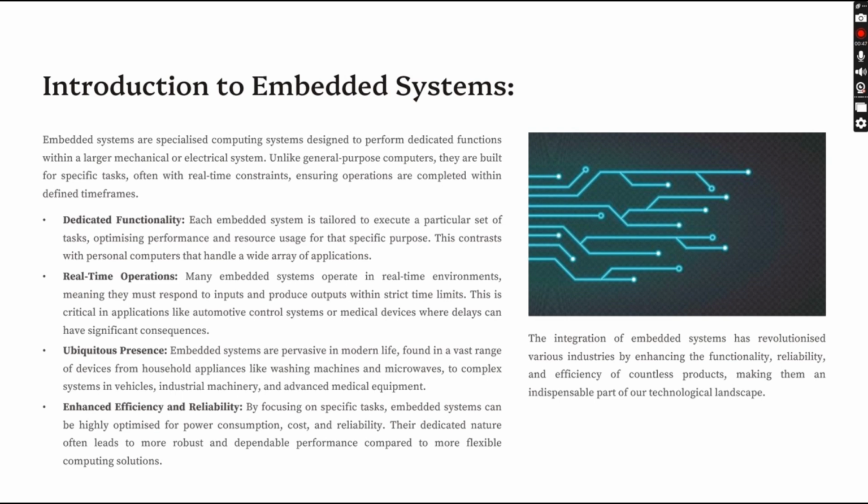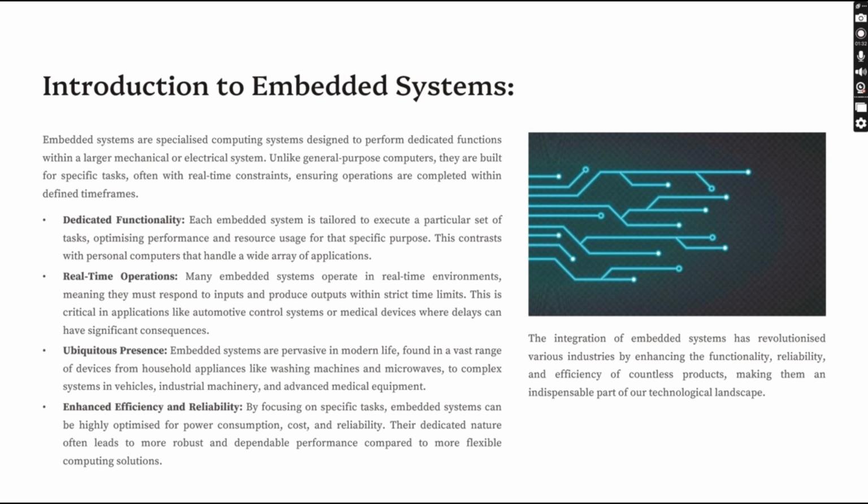Real-time operation means many embedded systems operate in real-time environments, meaning they must respond to inputs and produce outputs within strict time limits. This is critical in applications like automotive control systems or medical devices, where delay can have significant consequences. Ubiquitous presence: embedded systems prevail in modern life, found in a vast range of devices, from household appliances like washing machines and microwaves to complex systems in vehicles, industrial machinery, and advanced medical equipment.